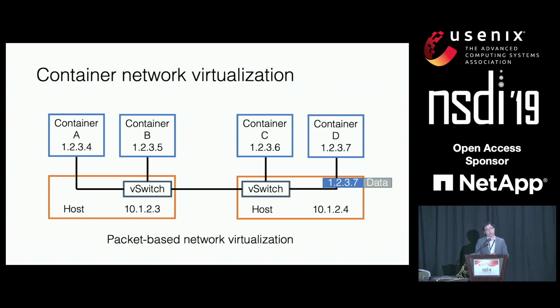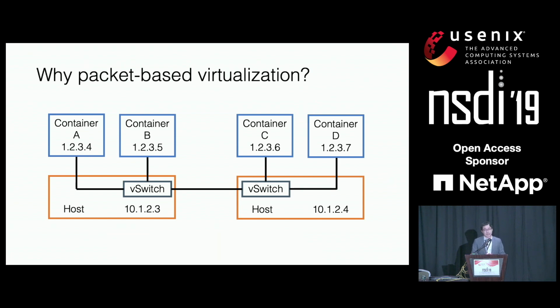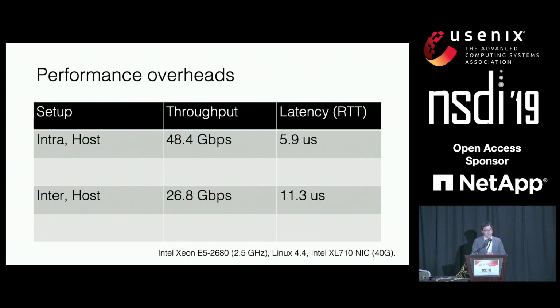We call this approach packet-based network virtualization because it essentially transforms every packet in the virtual network into a packet in the host network by packet encapsulation. So why do we deploy this kind of scheme for network virtualization? It is a very natural, or very naive, way to do network virtualization because you simply regard each container as a separate machine. This approach has a lot of performance overheads.